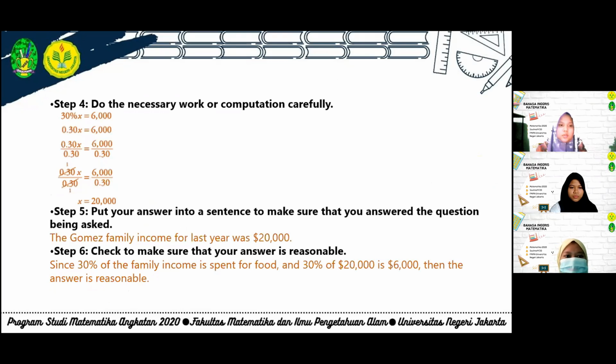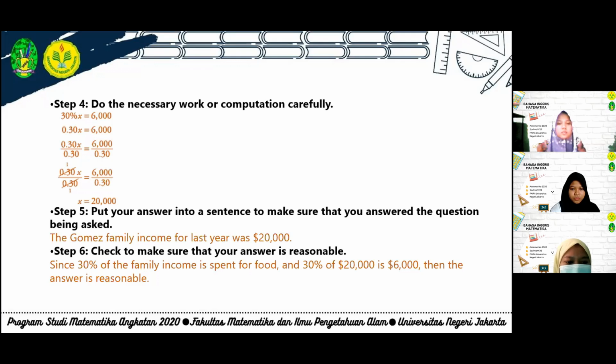Step 4. Do the necessary work or computation carefully. In this problem, we use multiplication and division. Then the value of x is 20,000. Step 5. Put your answer into a sentence to make sure that you answered the question being asked. The Gomez family income for last year was $20,000.